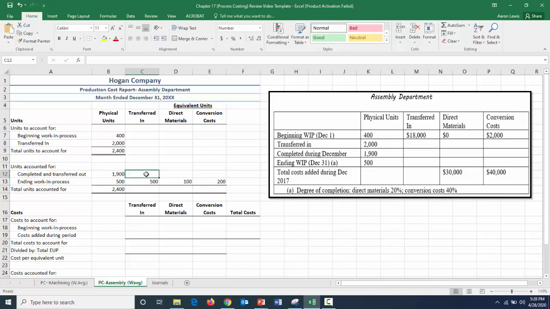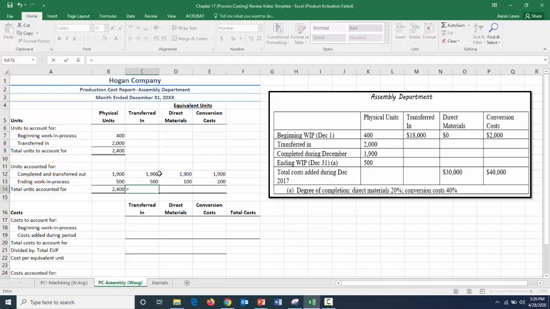For completed and transferred out, just like it was before, we would not have transferred out these units from the assembly department if they weren't complete for all of the costs of assembly. We're finished with them, which means all of the costs from this department have to be incurred within these units that we transferred out. So again, completed and transferred out, it's always the same number all the way across the line.